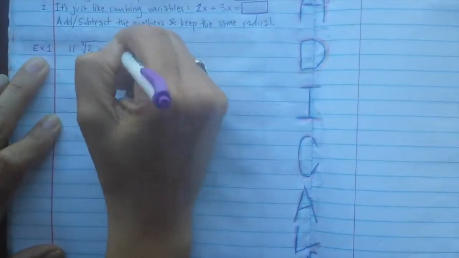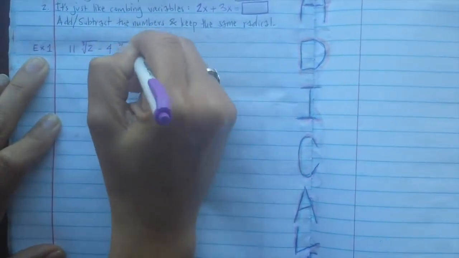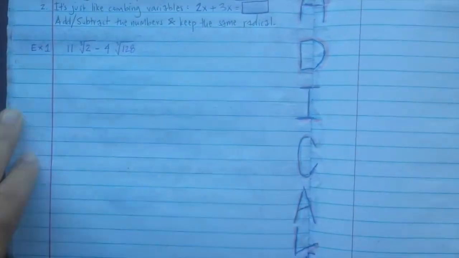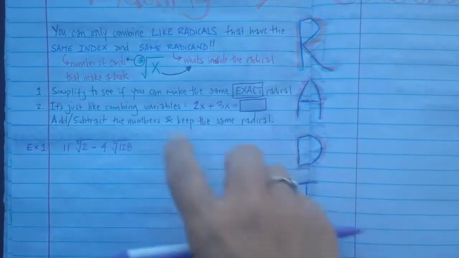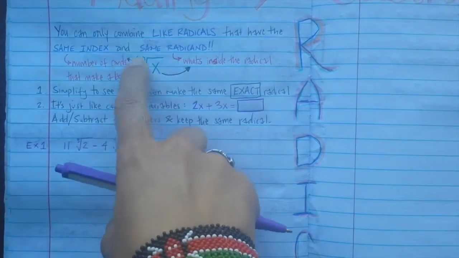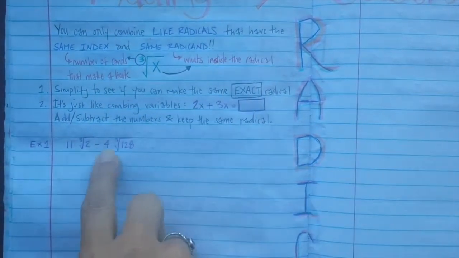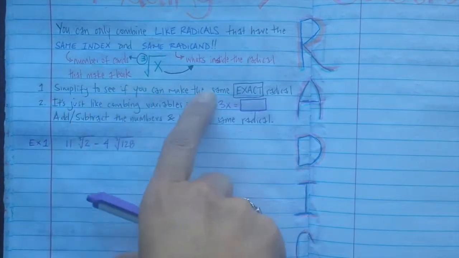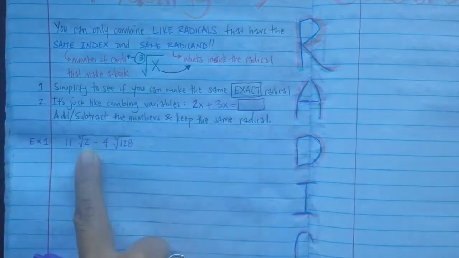11 cube root 2 minus 4 cube root of 128. Okay. Alright, it's very important to note that you can only combine like radicals. That means they have the same index, that's the number of cards that make a book, and the same radicand, that means the number inside. So you see how these are different, so you can't combine. But if you simplify them, you can make them exactly the same.